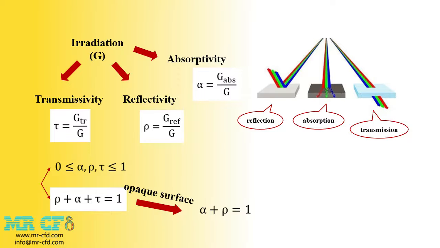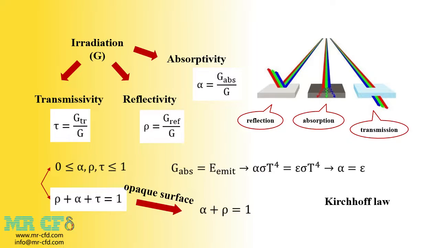Now, if the surface is opaque, naturally no energy passes through the surface. So, the received energy is divided into two modes of absorption and reflection. We also have a law called Kirchhoff's law in the subject of radiation. This law asserts that the energy radiated or emitted by a surface at temperature T is equal to the total absorbed radiant energy received from a black body at temperature T. So it can be concluded that epsilon is equal to alpha.